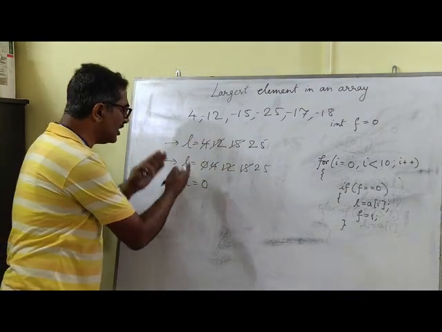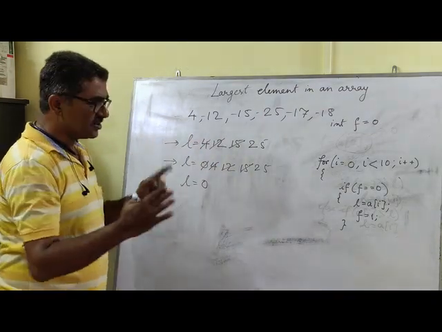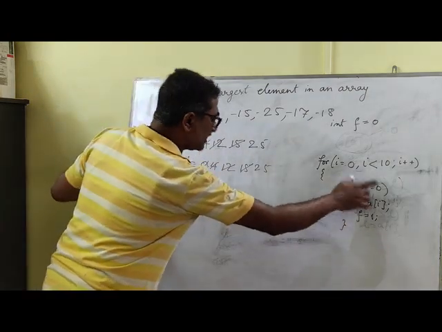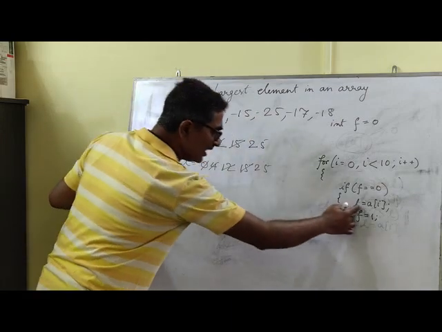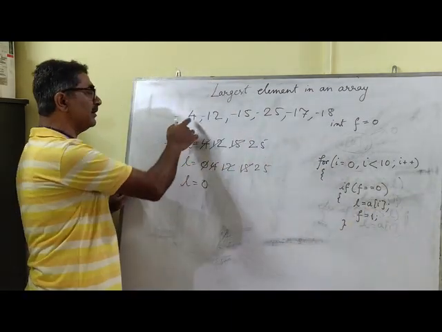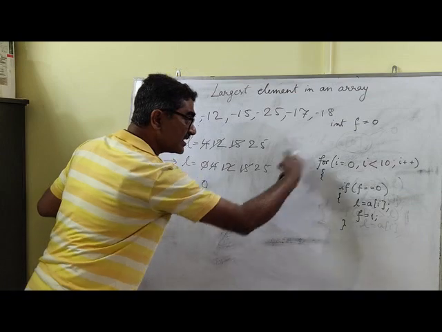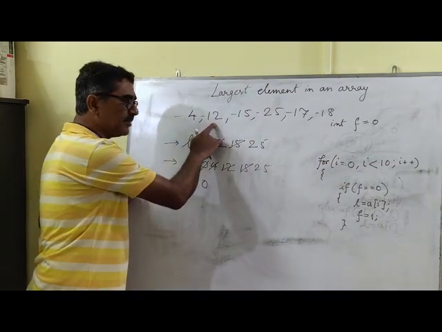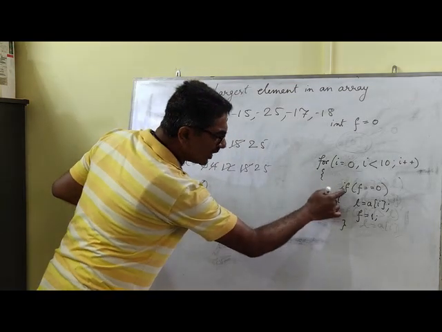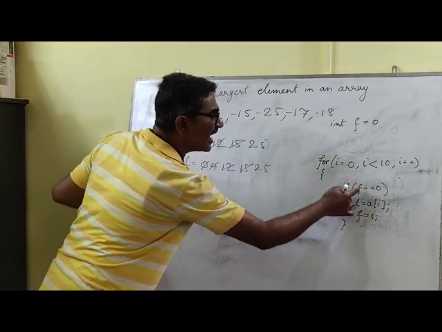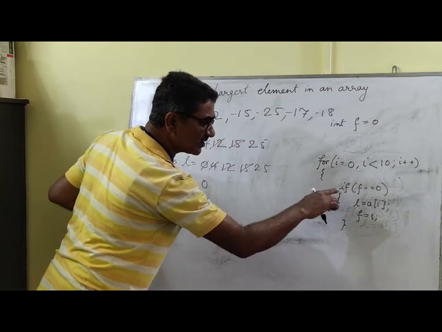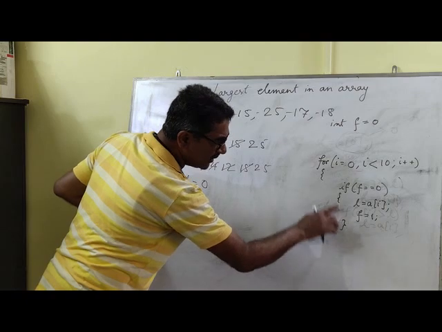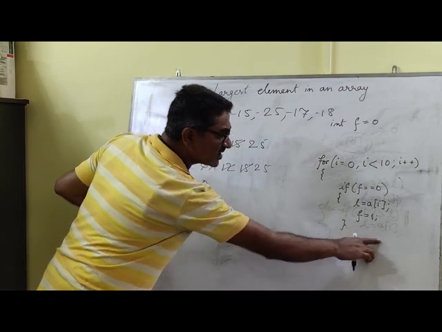That is, the first number got stored in L. You see, suppose the first number is minus 4, what happens? If f is 0, yes, f will be 0 for the first time. So L will be equal to A of I. So L will be minus 4 and f will become 1. So next time when the loop iterates, the value of I will be 1 and the next number will be minus 12. Now it will no longer come to this if. Why? Because the value of f prior to this iteration became 1. So f will no longer remain 0. So it will skip this entire if and it will start checking from here.